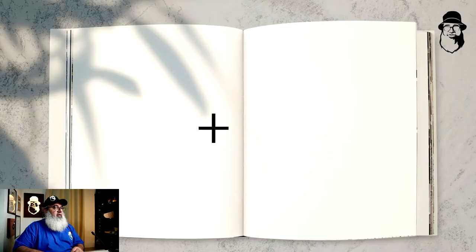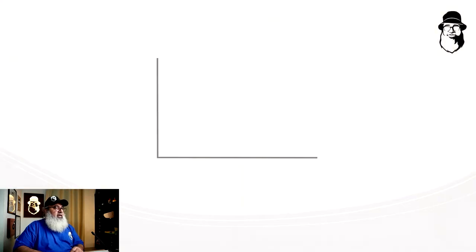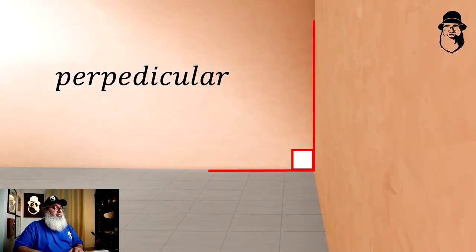This plus sign shows 4 right angles at these places. Now, a small square is normally placed in the corner of an angle to show that it's a right angle, like this. And another way of saying that two lines are at right angles to each other is to say that they are perpendicular. For example, the wall is perpendicular to the floor.